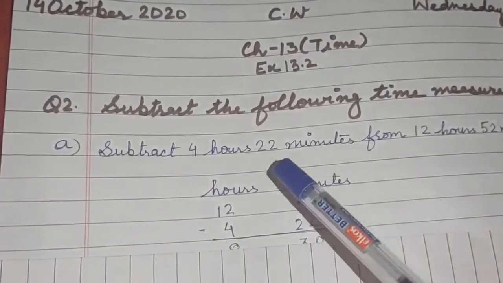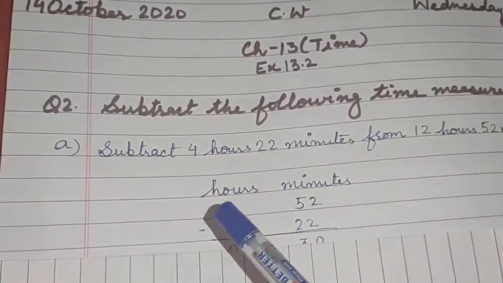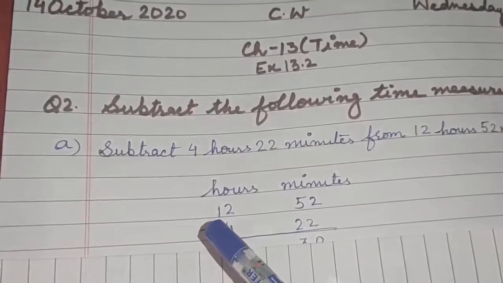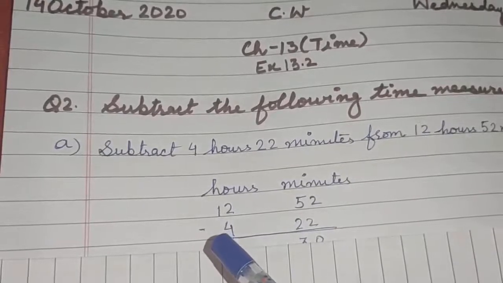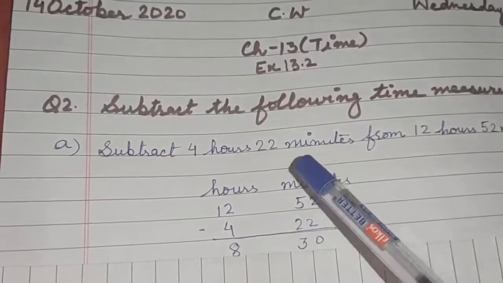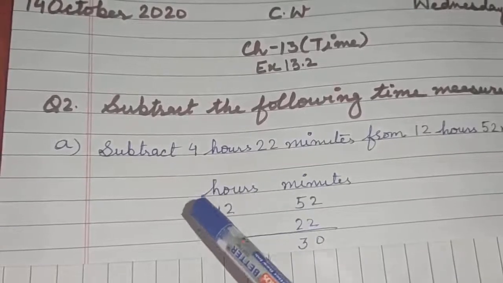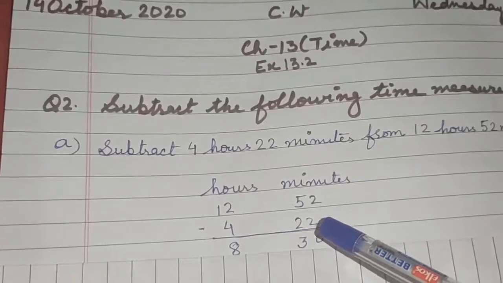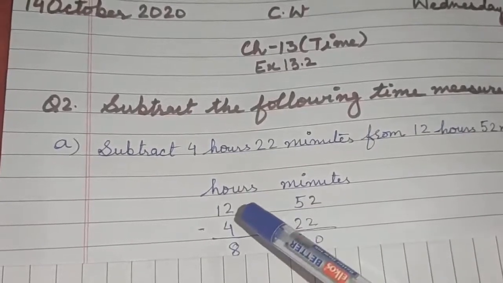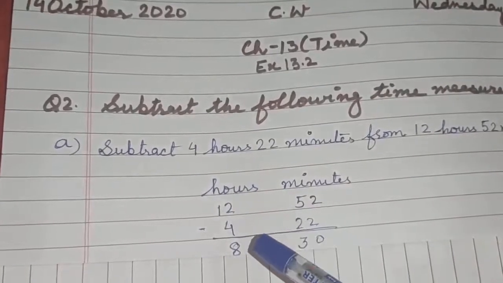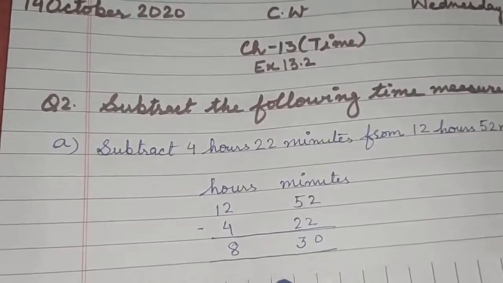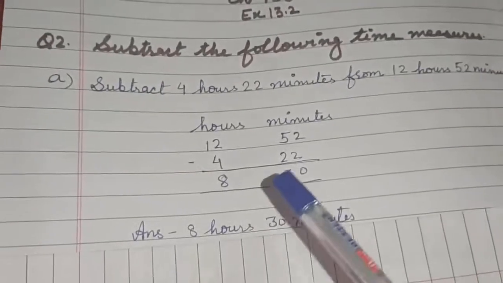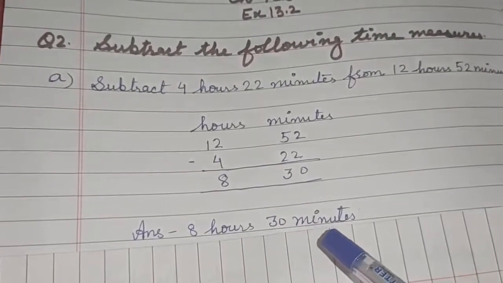We will start from our right hand side and move towards our left hand side as we do the general subtraction, but we will subtract the minutes from minutes and hours from hours. So 52 minus 22 we will get 30, and when we subtract 4 from 12 we will get 8. So the answer will be 8 hours and 30 minutes.